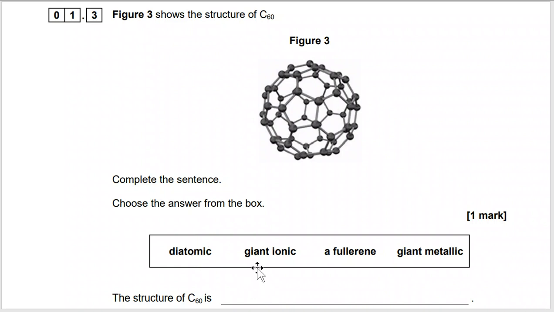It's not giant ionic. We know it's not giant ionic because it's made up of non-metals, carbon. And an ionic compound is between a metal and a non-metal. And for the same reason, because we know carbon is a non-metal, it's not giant metallic. So by process of elimination, we can get to fullerene, but it is worth recognising it as a fullerene as well, the 3rd form of carbon after diamond and graphite. So we are looking for a fullerene.